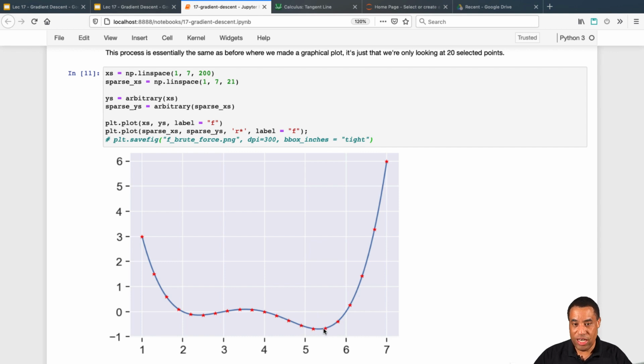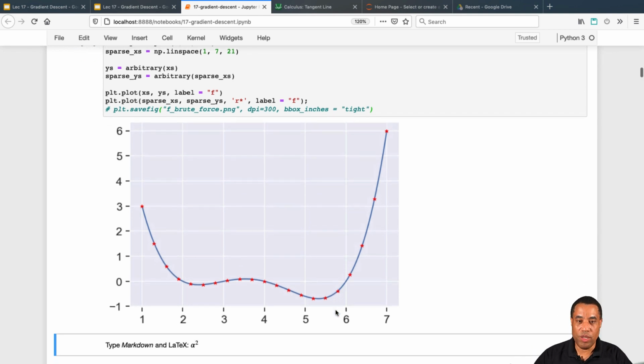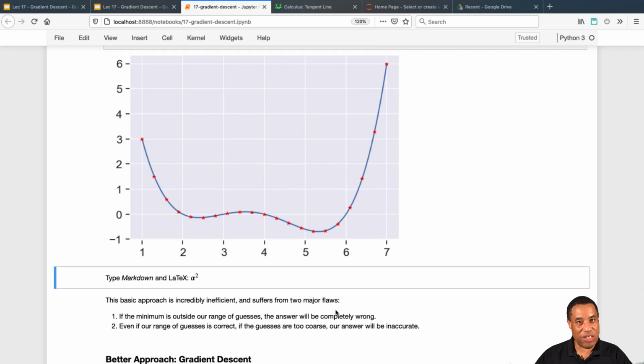And what we can see is that we don't really have a point that's actually at the minimum. This is probably that 5.42 value that we had that's just to the right of our minimum. And so there's a couple of problems. First, this approach is really inefficient, and it has two major flaws. The first flaw is that if we don't get the range correct, if instead of 1 to 7, I had done something like 1 to 3.5, I would have found the minimum over here. And I would not have found the true global minimum. And so the result would be completely wrong.